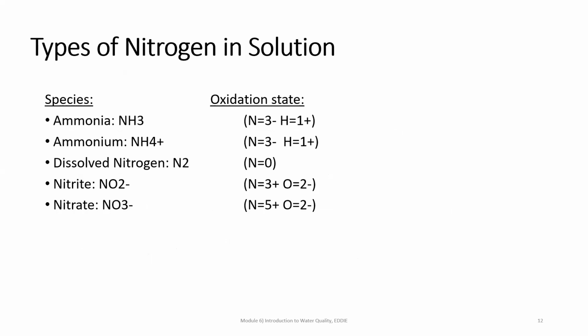All right, types of nitrogen in solution. So again, nitrogen does not come in one form. Nitrogen can be in many forms. So you might see nitrogen as ammonia, which is NH3. You might see it as ammonium, which is NH4+. You might see it as dissolved nitrogen, which is essentially nitrogen gas, nitrite, NO2 minus, and nitrate, NO3 minus. So all of these are things that you might see in this lab, but they're all different forms of nitrogen.